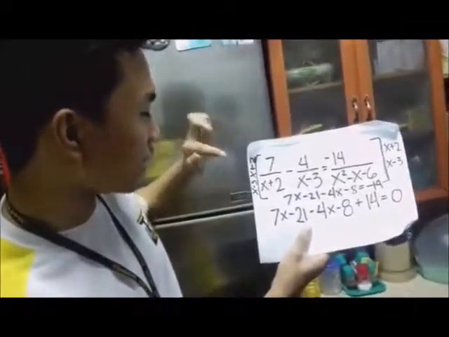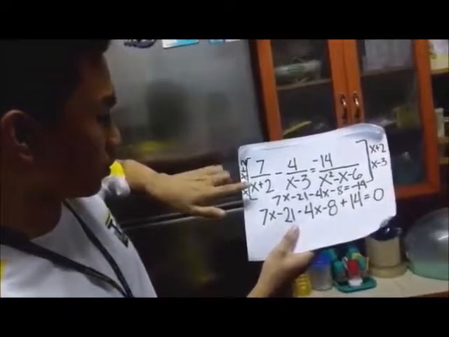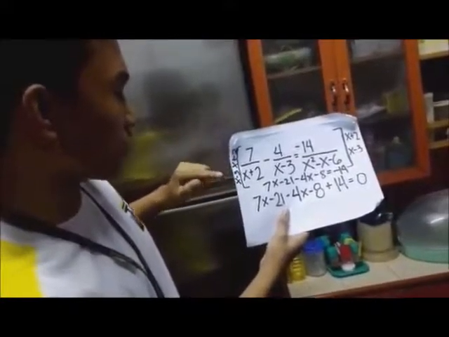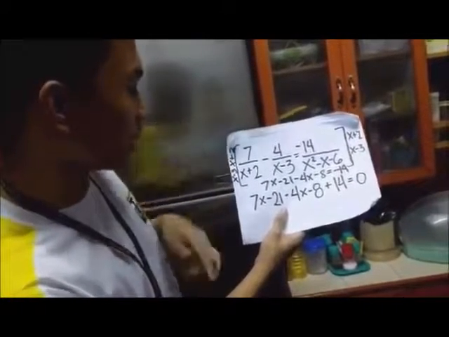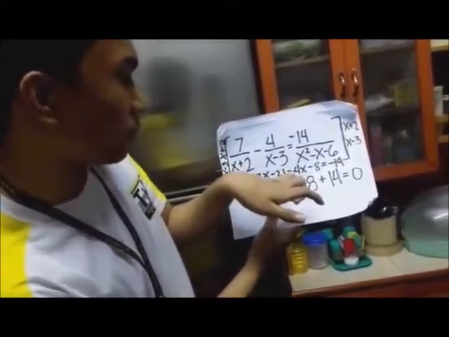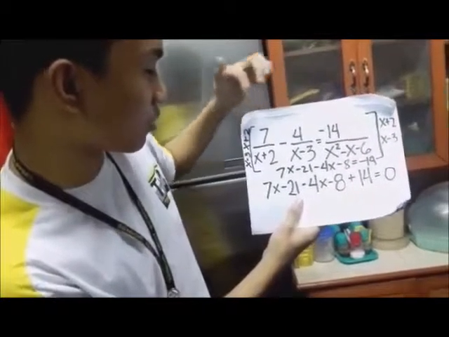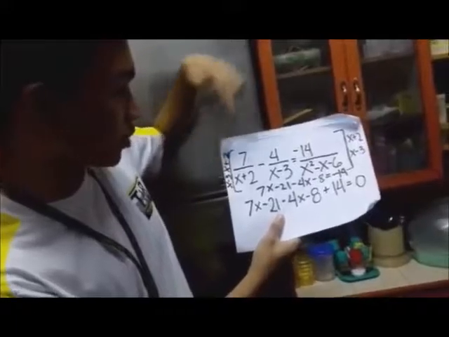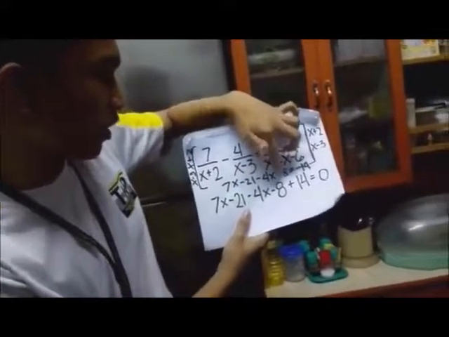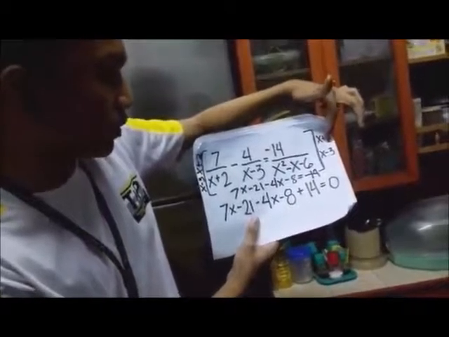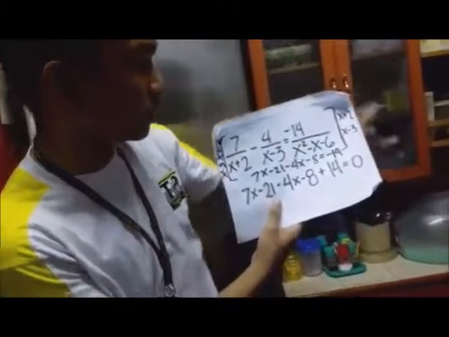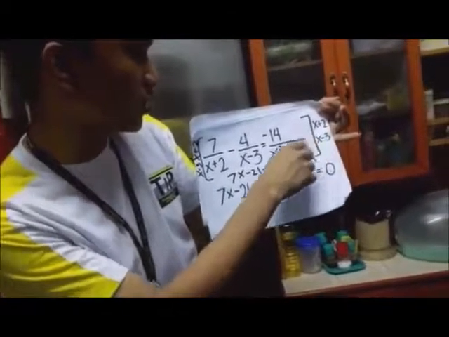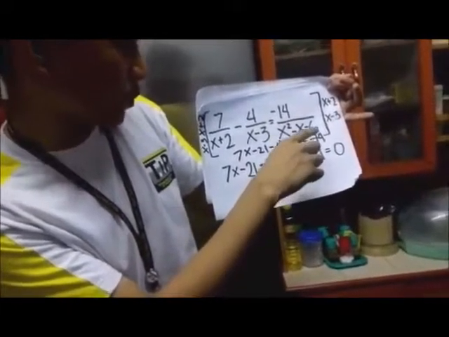Tapos dito, i-cancel mo yung x plus 2 sa labas at saka x plus 2 dito sa loob para madaling i-times. Edi x minus 3 times 7, ang lalabas ay 7x minus 21. Tapos ganun din dito sa 4 over x minus 3. I-cancel mo yung x minus 3 at x minus 3 dito. Tapos ipag-times mo yung x plus 2 at saka 4. Ang kalalabasan ay 4x minus 8. Tapos dito naman, dahil ang factor ng x squared minus x minus 6 ay itong x plus 2 at saka x minus 3, i-cancel mo na sila. So ang matitira ay negative 14.